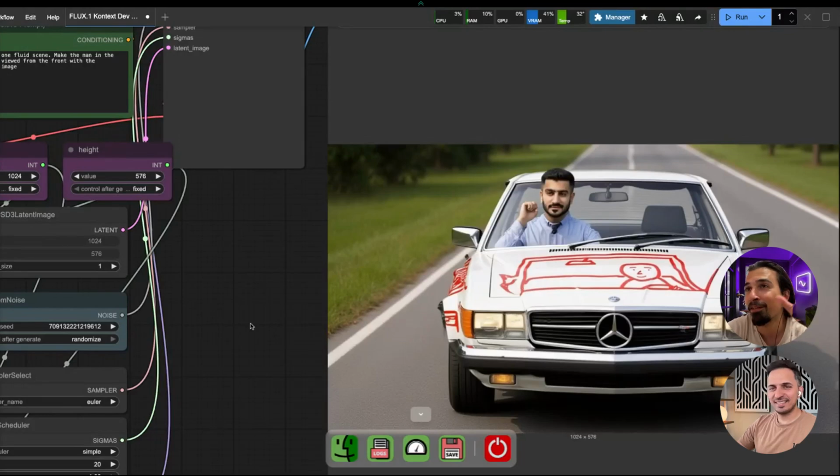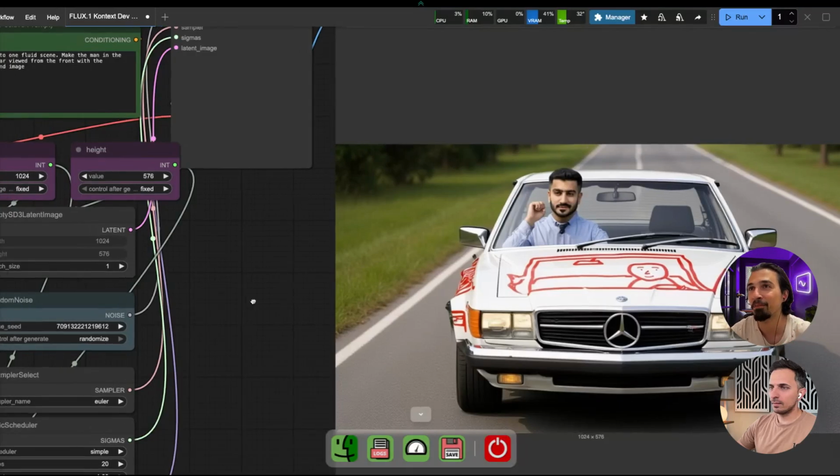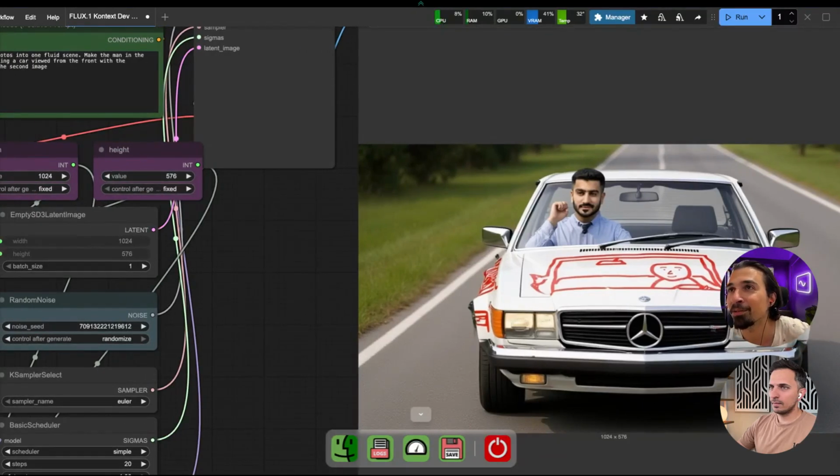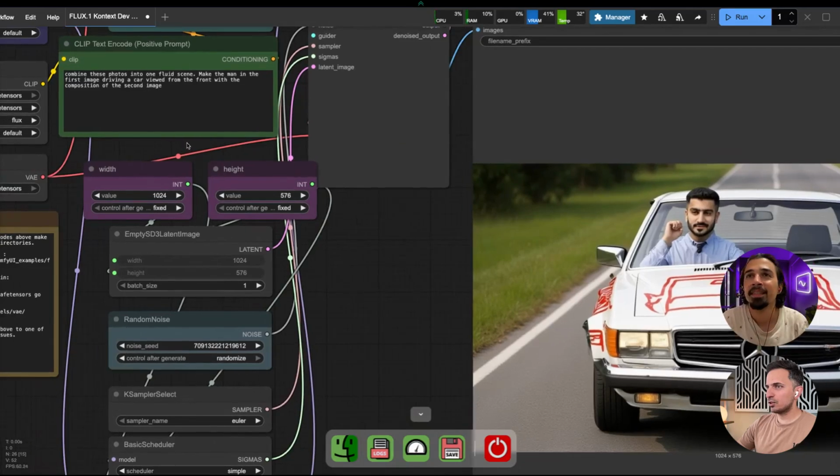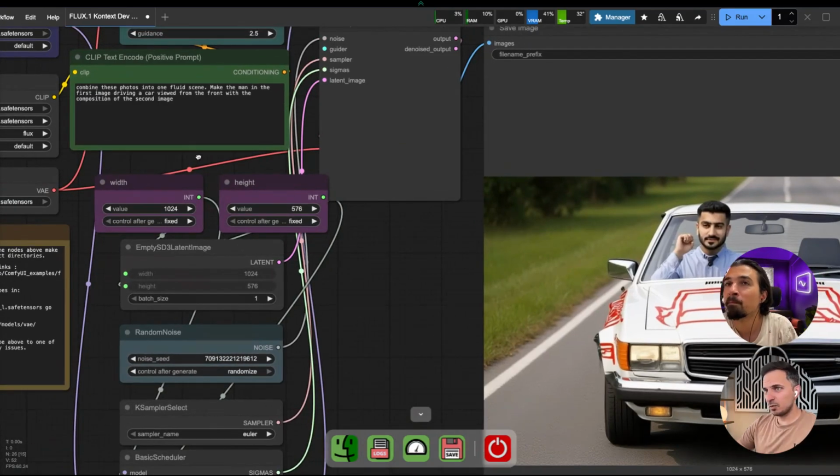I'm blown away by the fact that it can do what it did with the person. Obviously this is not a great image, but the fact that it can take the person and rotate them and have them in a different pose that's not exactly the same, that's kind of cool. Yeah. Let's see if you can change something about the prompt to make it a little bit better.